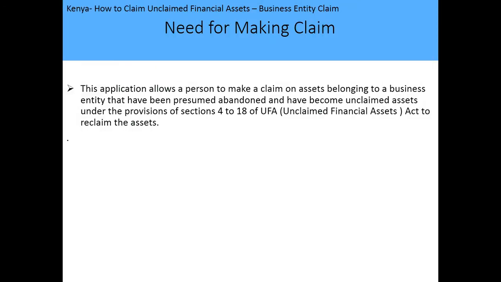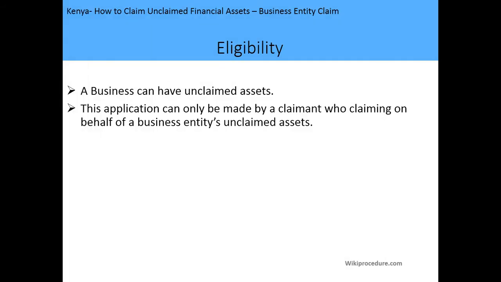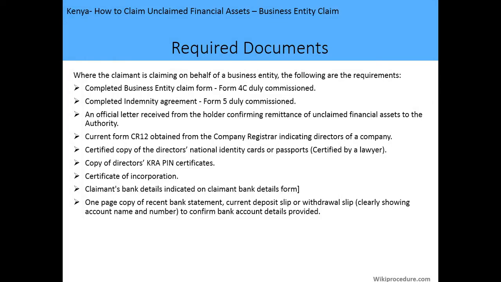The need for making the claim. This application allows a person to make a claim on assets belonging to a business entity that have been consumed, abandoned, and have become unclaimed assets under the provision of Section 4 to 18 of the Unclaimed Financial Assets Act to reclaim the assets. And the eligibility criteria is that a business can have unclaimed assets, and this application can only be made by a claimant who is claiming on behalf of a business entity's unclaimed assets.